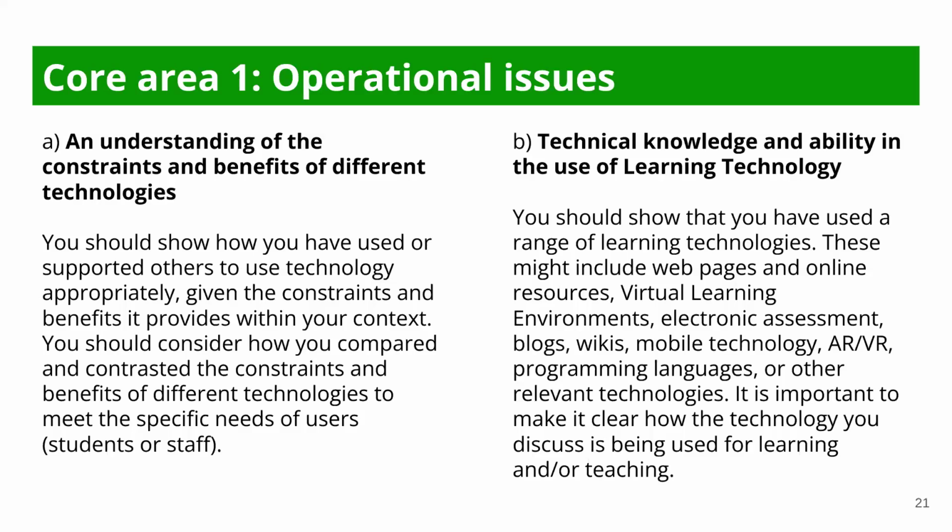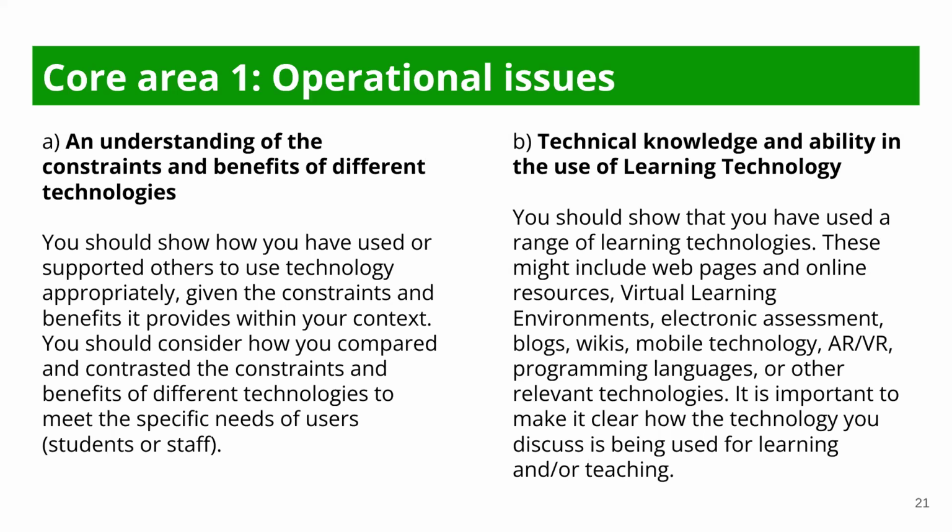So core area 1 is all about operational issues. We've got A and B. So A is understanding the constraints and benefits of the different technologies. Again, you should provide 1 or 2 examples of these to show how you've used or supported someone else using a particular technology, given these constraints and benefits within the context of your role and your institution.